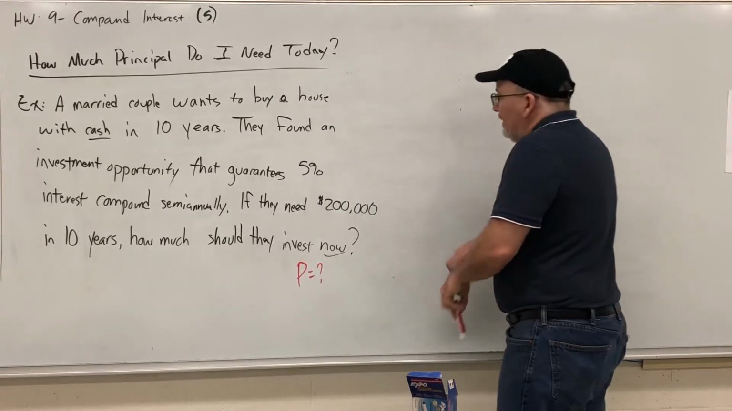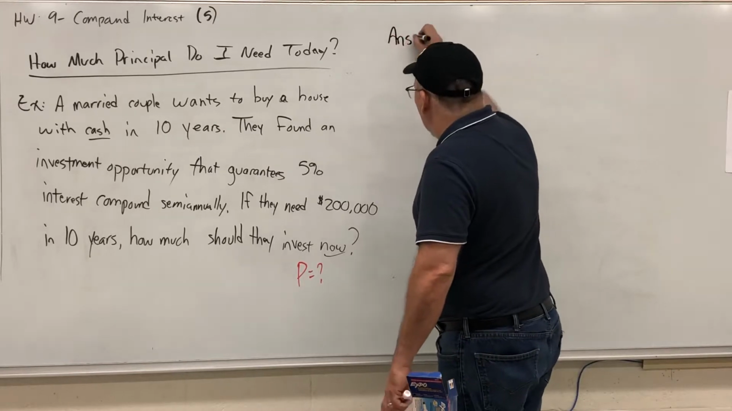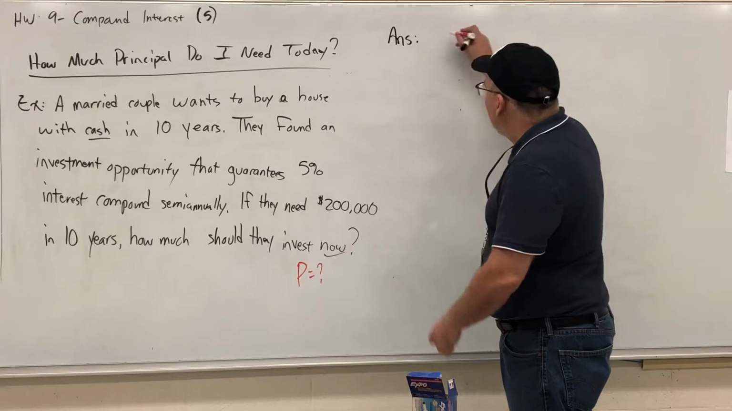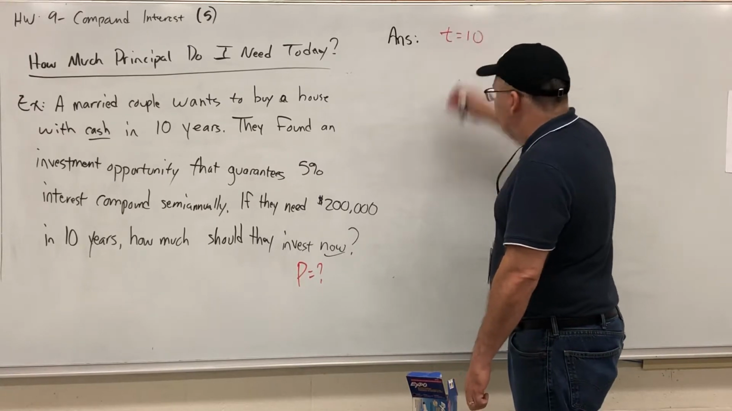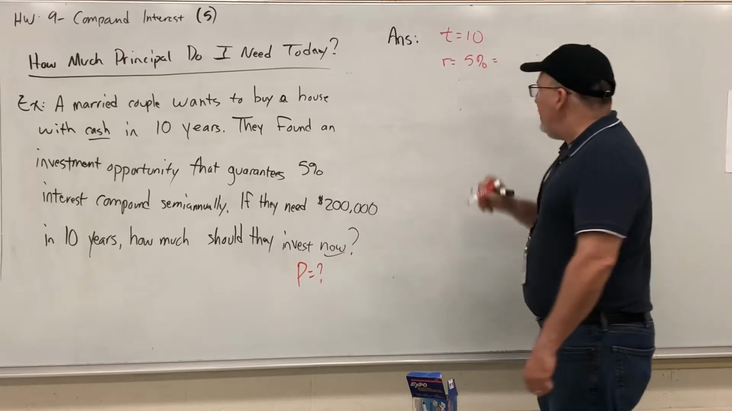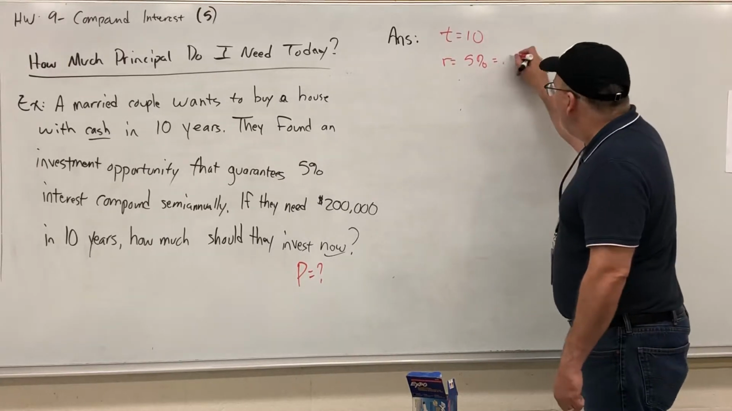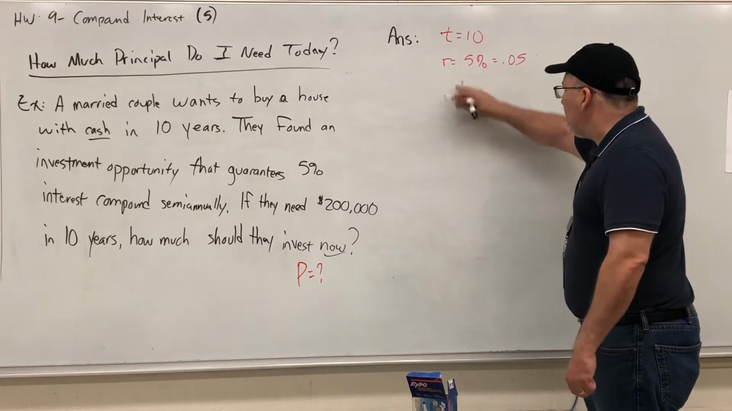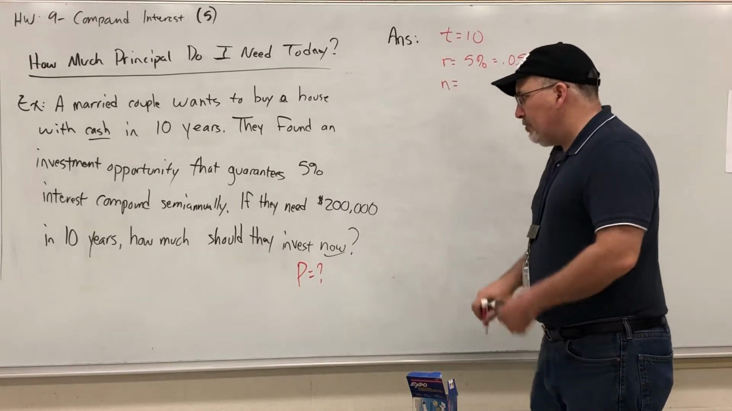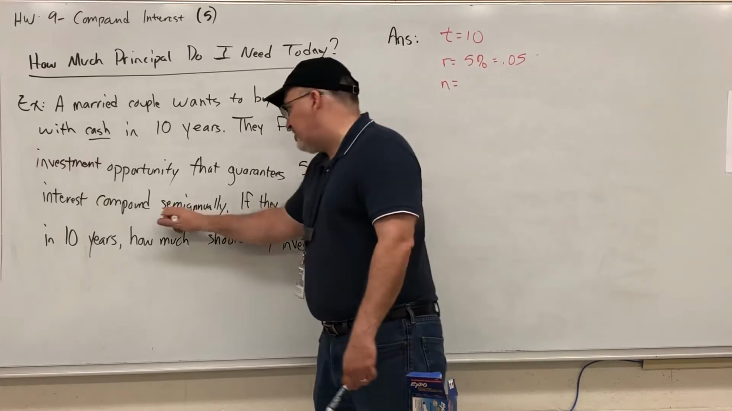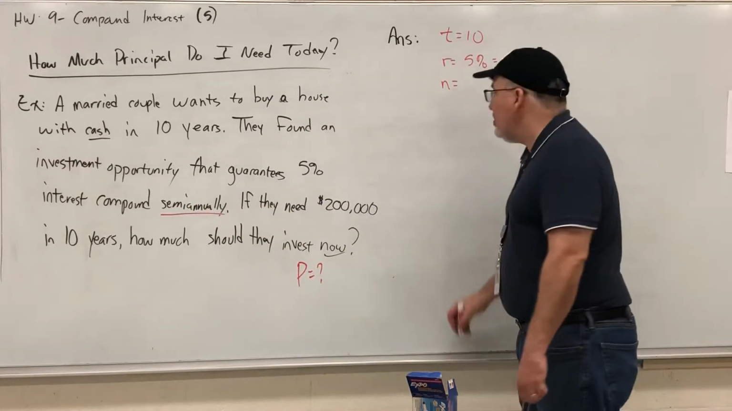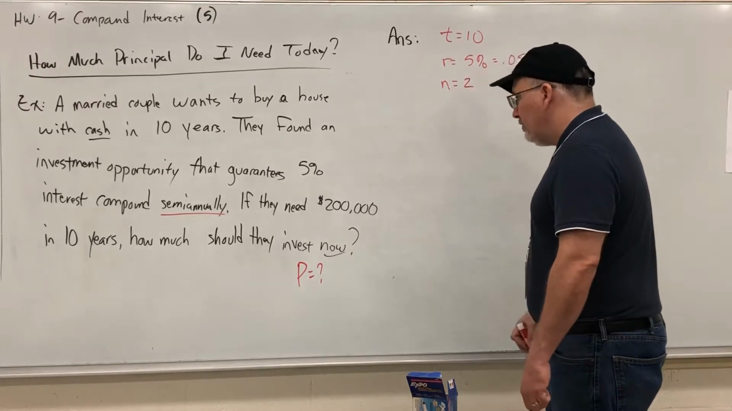Well, let's start by listing everything that we know. We don't know what P equals, but we know the time is going to take 10 years. So we'll say T equals 10. And we're told an interest rate of 5%. Well, let's go ahead and convert that to a decimal, 0.05. And we know that N, the number of times per year interest is compounded. If something is semi-annual, then it happens twice a year. So N is equal to 2.